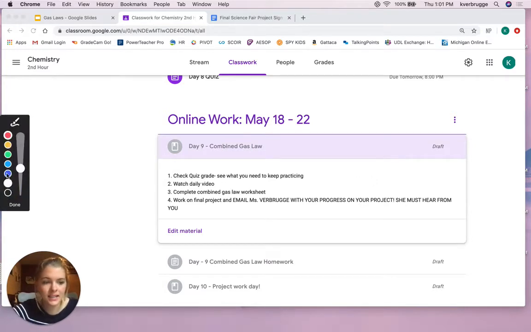Today's tasks are as follows. Your first thing to do today is to check the quiz grade if you haven't already. Hopefully, I released those to you already, so you should be able to see your quiz and see what you did wrong. Make sure you continue to practice those, as we will have another quiz at the end of this school year over this material.